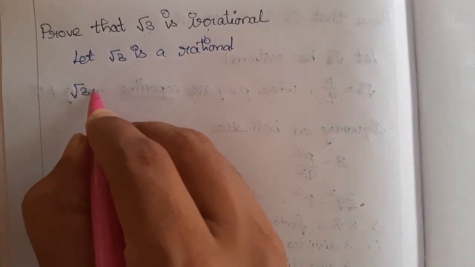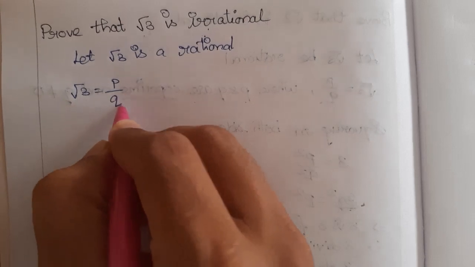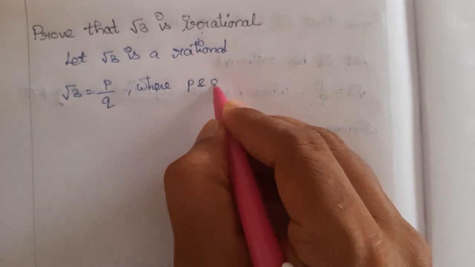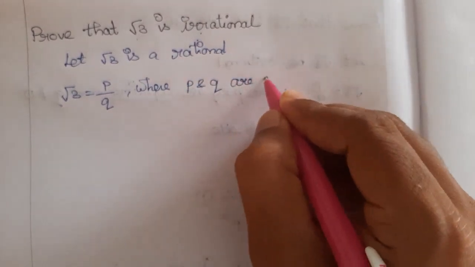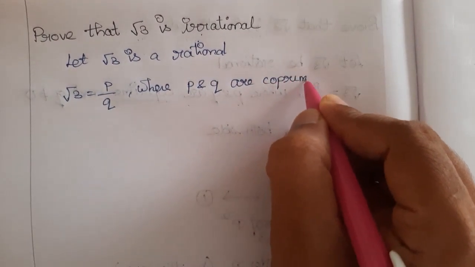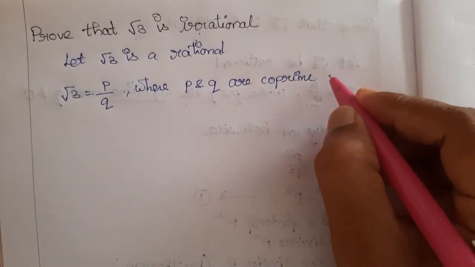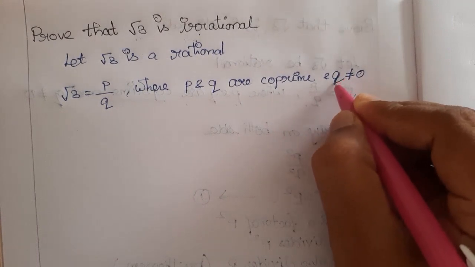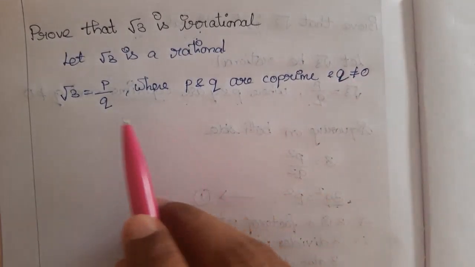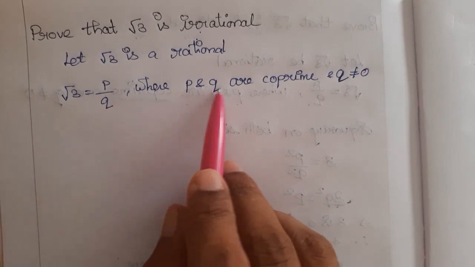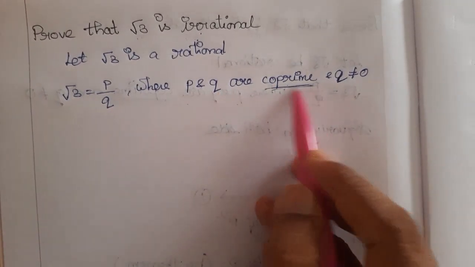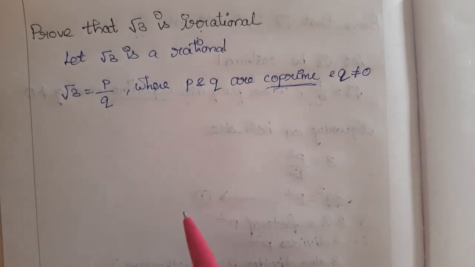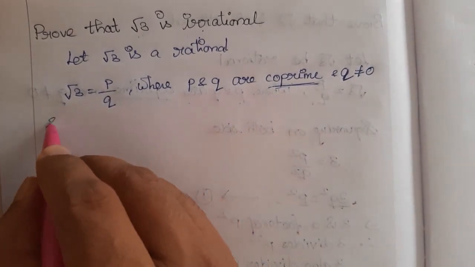If it is rational, then it satisfies the P by Q form, where P and Q are co-prime and Q not equal to 0. So root 3 should satisfy the condition that P and Q are co-prime. Co-prime means they have only the common factor 1, no other common factors, like a simplified fraction, right? And Q not equal to 0. Now we are squaring both sides.